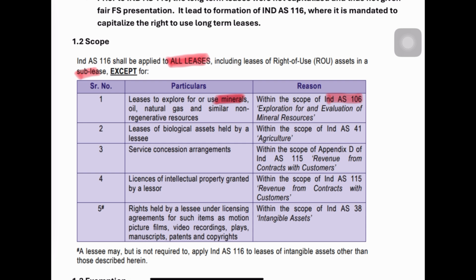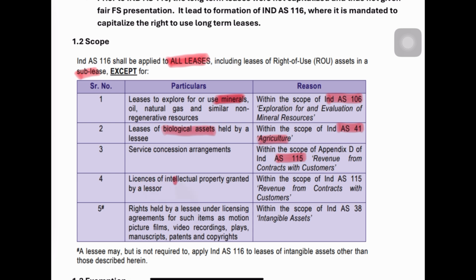Similarly, the second situation is leases of biological assets held by a lessee. Here also we have a specific Ind AS 41 for agriculture. So Ind AS 41 needs to be referred to in this type of lease, and Ind AS 116 will not be applied. Then service concession arrangements: here also Ind AS 115 needs to be referred to and not Ind AS 116.